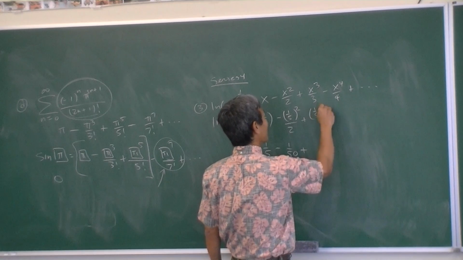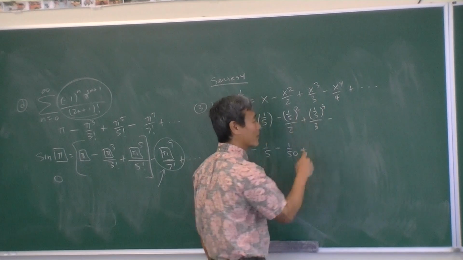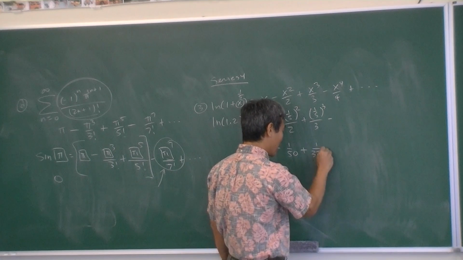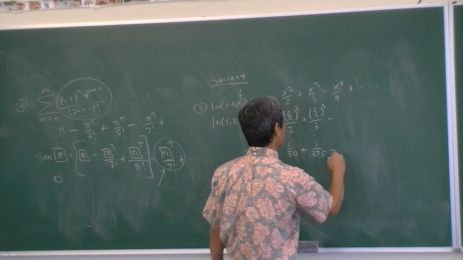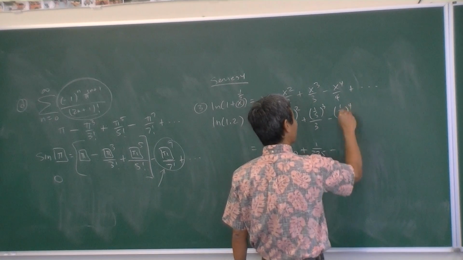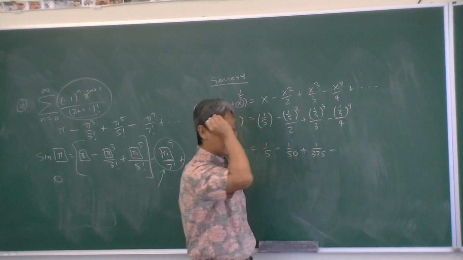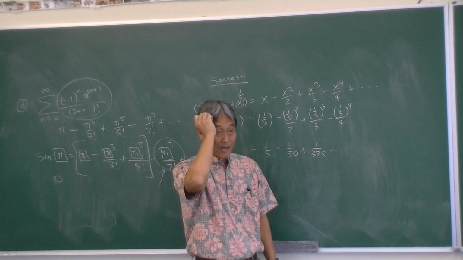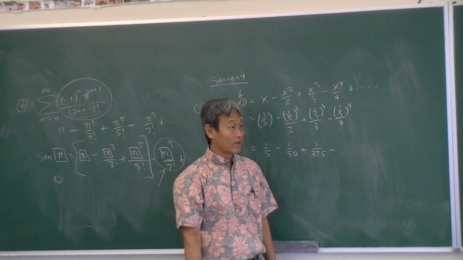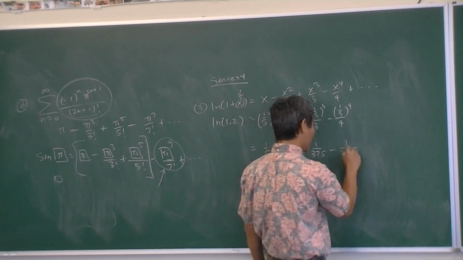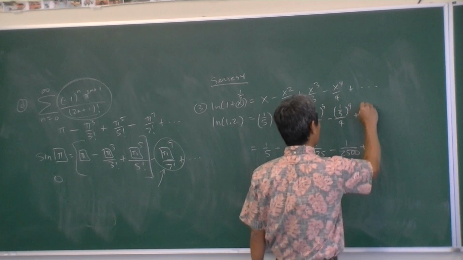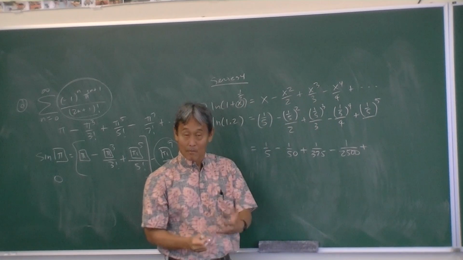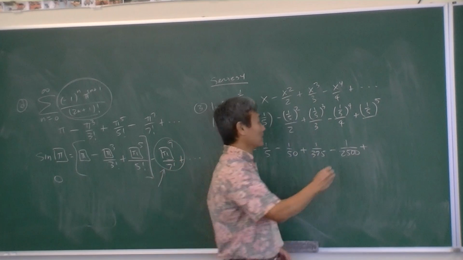1/5 cubed over 3. That's 1/125, so 1/375. Is it smaller than 1/1,000,000? No. So you go to the next one. 1/5 to the 4th over 4. So that's 625 times 4, 2,500. No. Then you go to the next one. So you just have to keep on going until you get a number smaller than 1/1,000,000. That's what you have to do.